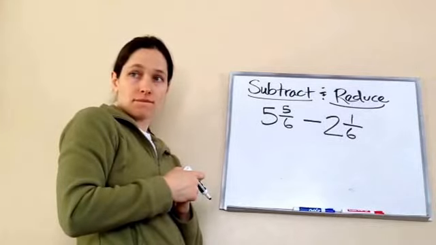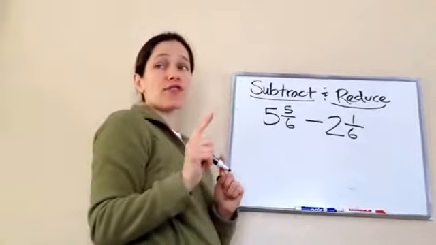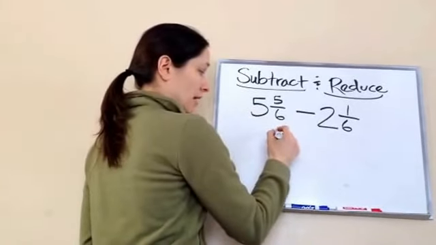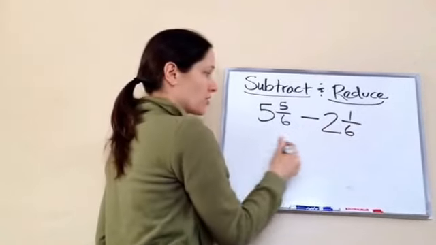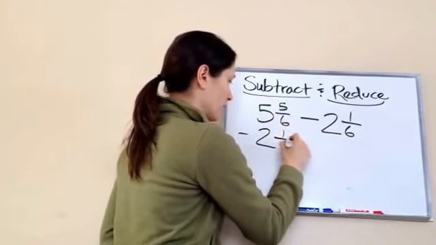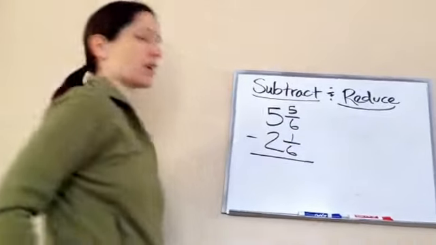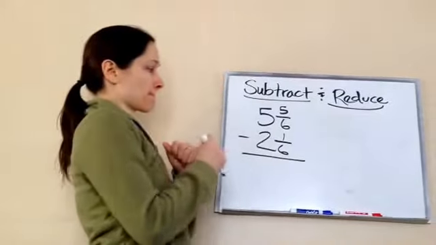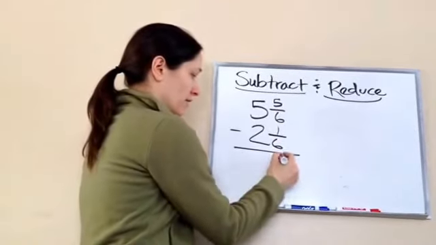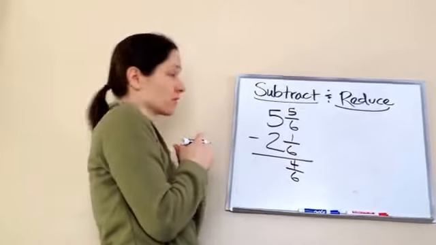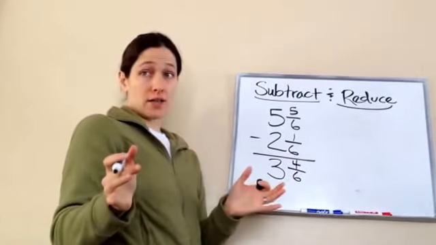Subtract first. That would mean subtract the wholes. Yes, but the first step I would take is to put them vertically. So I'm going to move this minus 2 and 1/6 and bring it over here. You see what I did? I just moved it over. And then we subtract. 4/6. Very good. Then 3 wholes. Very good.